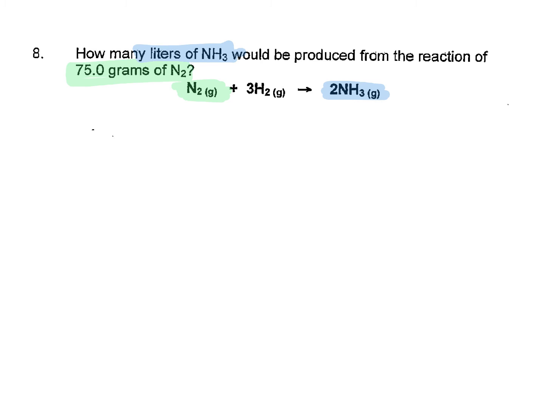In terms of grams of N2, we know according to the equation 1 mole of N2. So for our grams of N2, we're going to need that since we're given grams of N2. The molar mass of N2 is going to be 28.02 grams. In terms of liters of NH3, our balanced equation tells us 2 moles of NH3 are necessary.